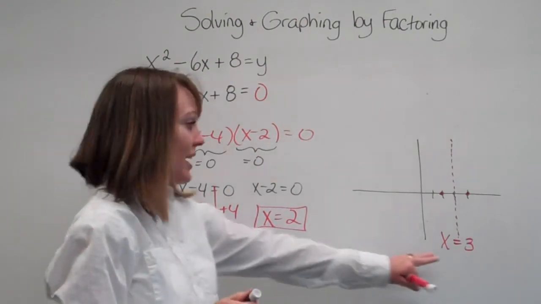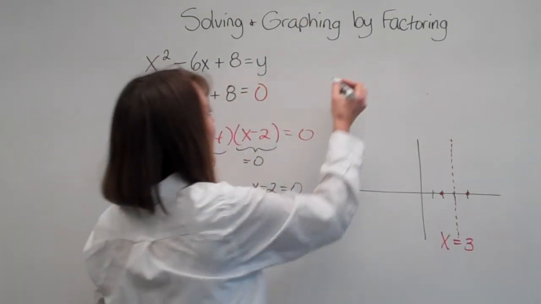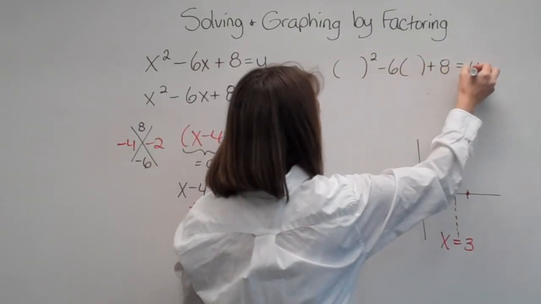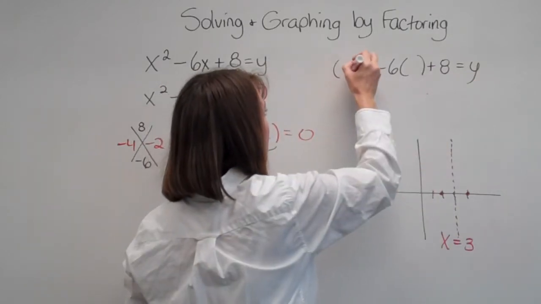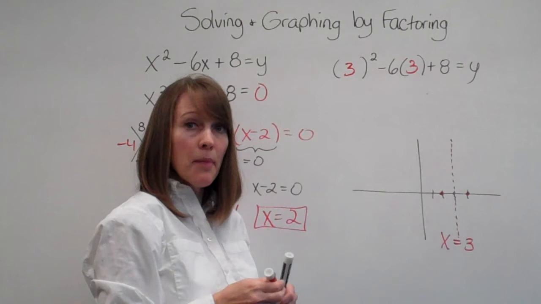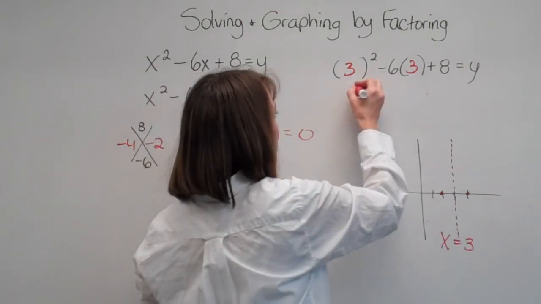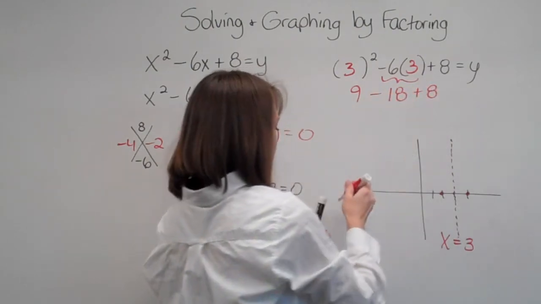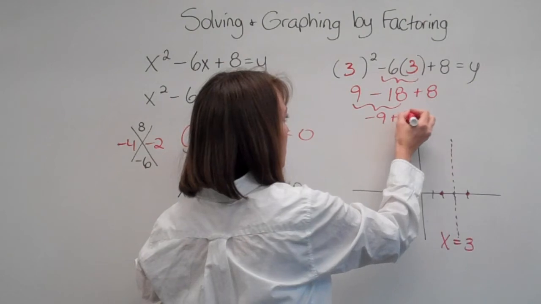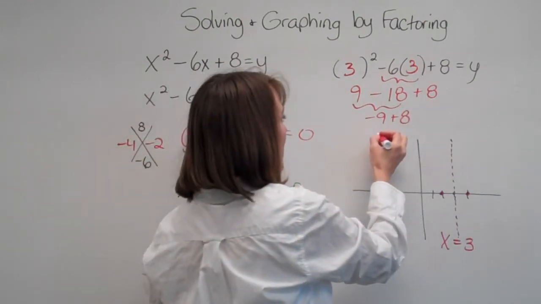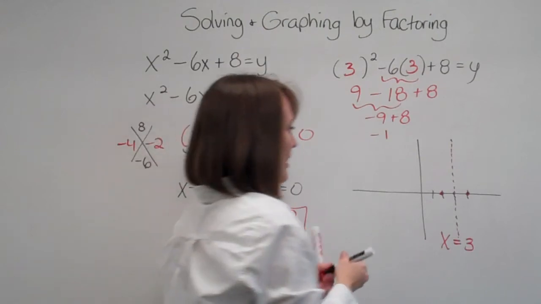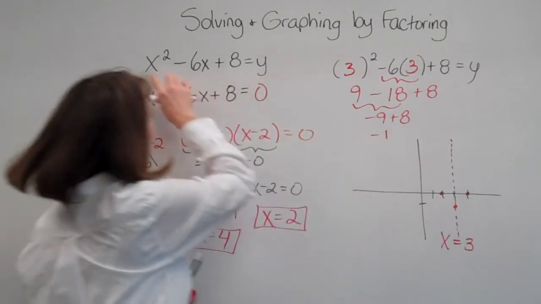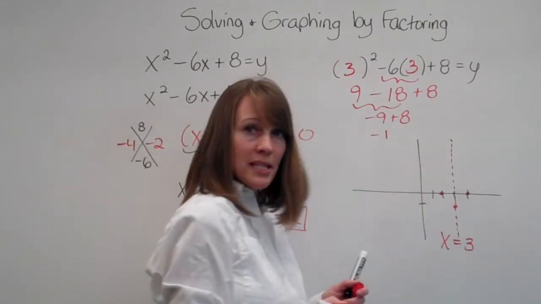Now we know that the vertex is on the line of symmetry, so I go back, take my original equation, substitute in my 3, and now I can find out my y value for my vertex. So I get 3 squared is 9, negative 6 times 3 is negative 18, plus 8. Going in order, I have negative 9 plus 8, and that means my y value is negative 1. Now that makes sense too, because I knew that this was going to open up, so I knew that my vertex had to be somewhere down there.